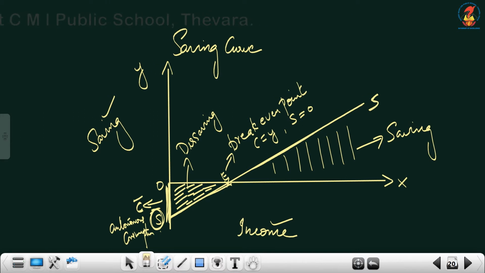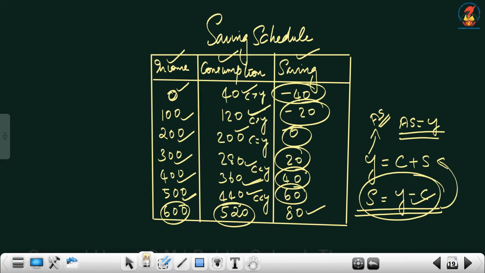Now you can find point E where saving is intersecting the income curve. Income is marked on the x-axis. We can find where income and saving are intersecting each other. Therefore, that point E is the break-even point where C is equal to Y. When C is equal to Y, definitely S is equal to 0. No savings. So this is the situation where income is equal to consumption, and saving is equal to 0.